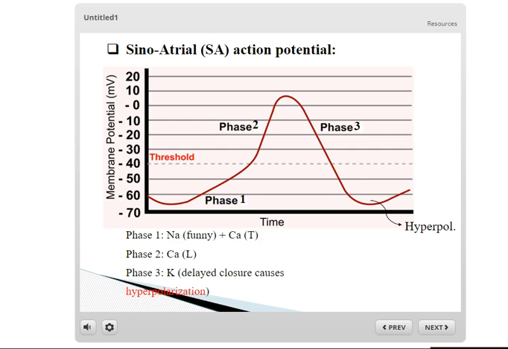These shapes show the sinoatrial node action potential, which is divided into 3 phases.